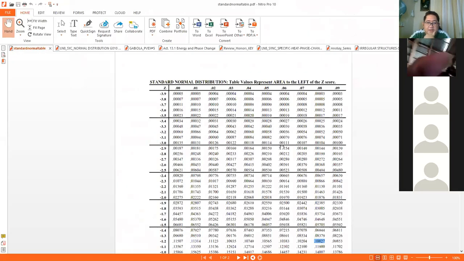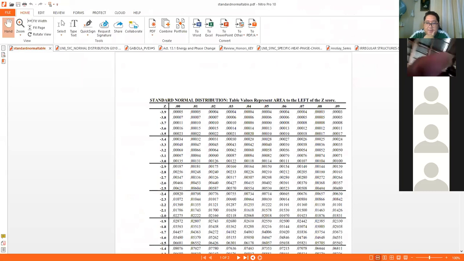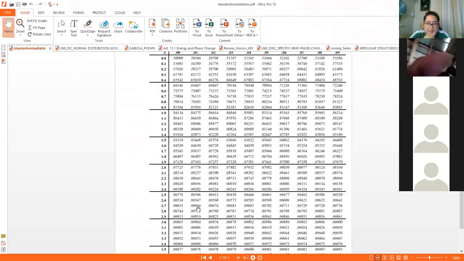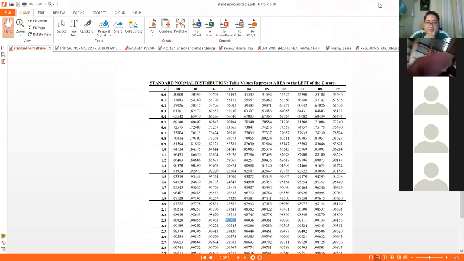Okay, 0.99 is on the right side, so we go to the second page of the table. Then for 0.99, the closest is this, 0.99010. So we have 2.33 as our value. So our z-score is 2.33. Same here, only the sign is negative for the other side.